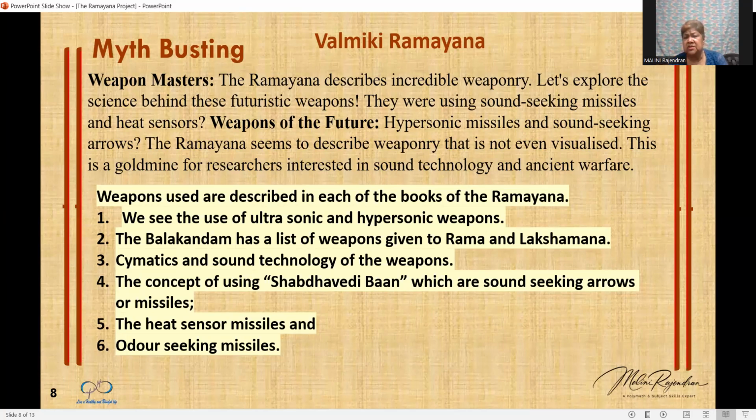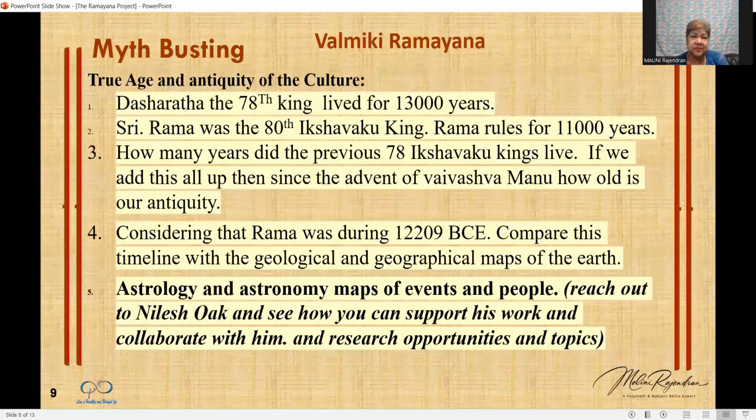We see Dasharatha talking about Shabdavedi Ban, which means it was an arrow that could be directed at a particular source of sound. It was a technology and a skill. It was clear that they used cymatics and sound technology on a lot of their weapons. They even had odor-seeking missiles and weaponry. So, if you are interested in sound technology and advanced weaponry and also understanding ancient warfare of that time, here is a project for you to research.